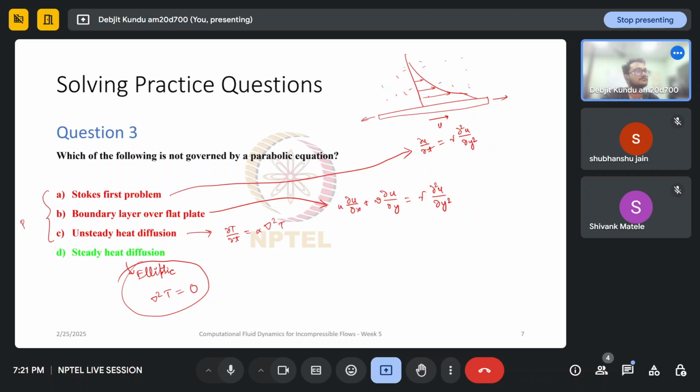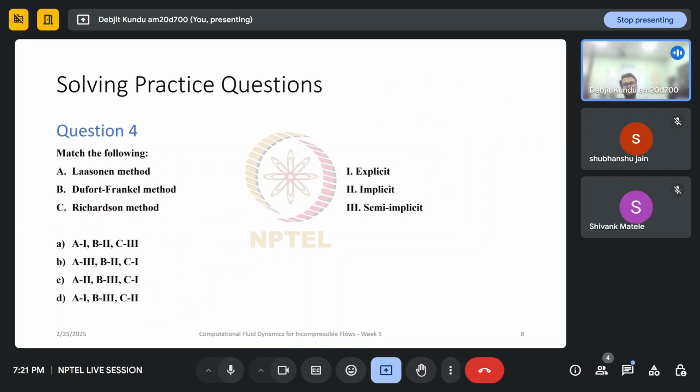All right. So moving on to question number 4 now, which is a match the following type of question. So we have names of methods over here: Laasonen method, then Dufort-Frankel method, and Richardson method. And on the right hand side, we have the kinds of methods they are. Are they explicit, implicit, or semi-implicit? Match the two columns with one another, and that should give you a combination which matches one of the four options given below: A1, B2, C3; A3, B2, C1; A2, B3, C1; or A1, B3, C2.